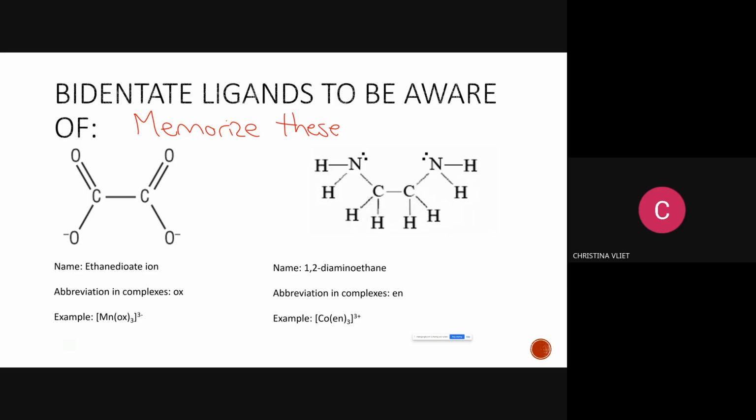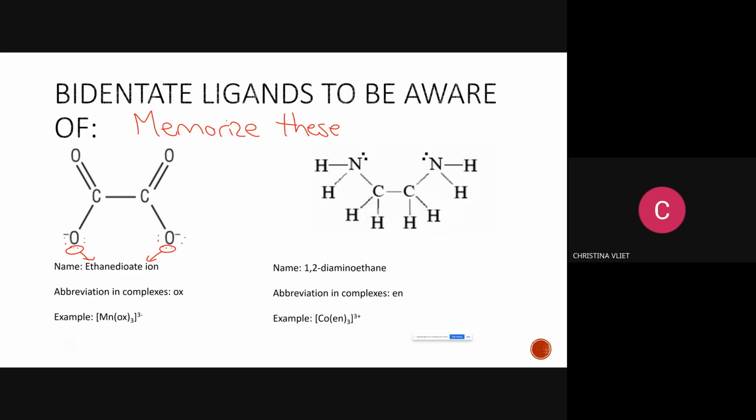They're going to shout them out either by name or by their 2-letter abbreviation, and you've got to be aware of them. The first one's called ethane dioate, where we show the pairs of electrons. You would have something being donated there and something being donated there. This is why it's bidentate: the oxygens are donating from 2 different directions.